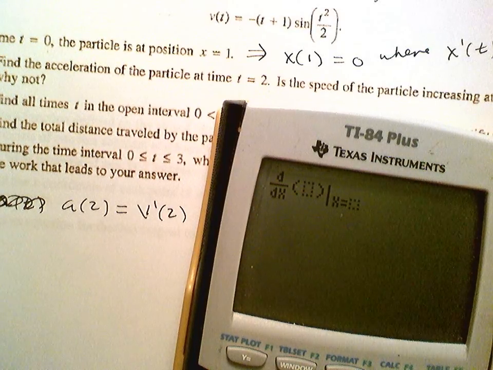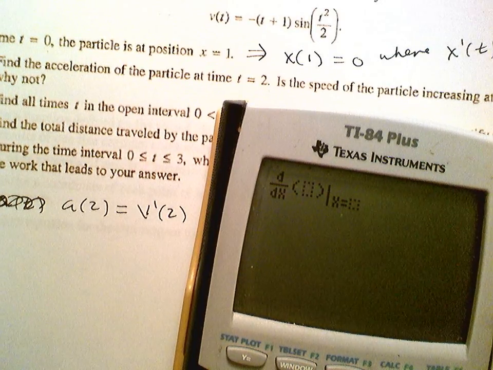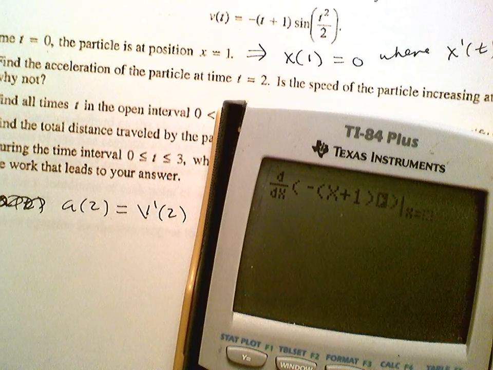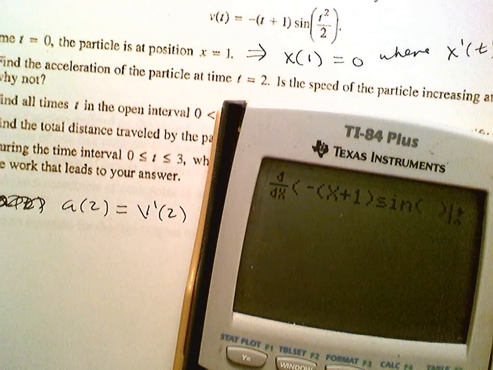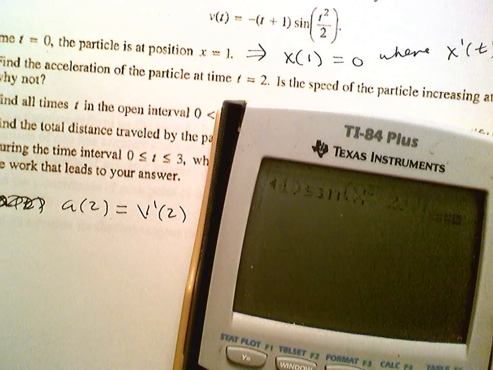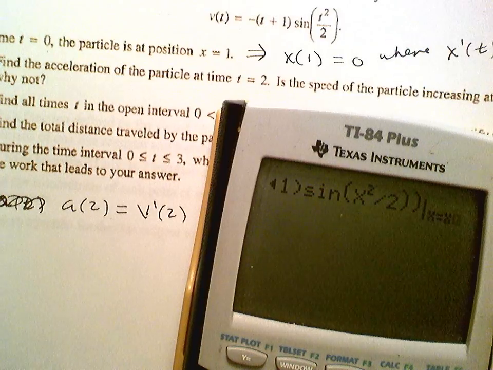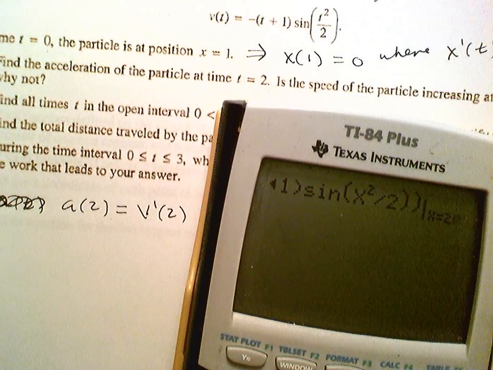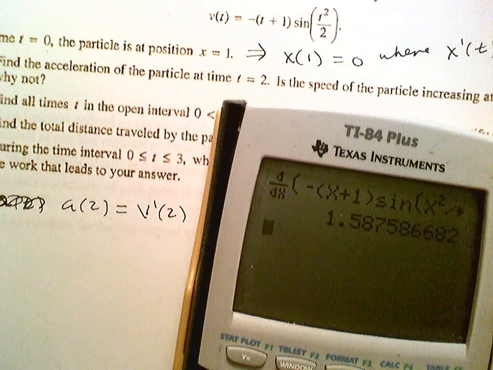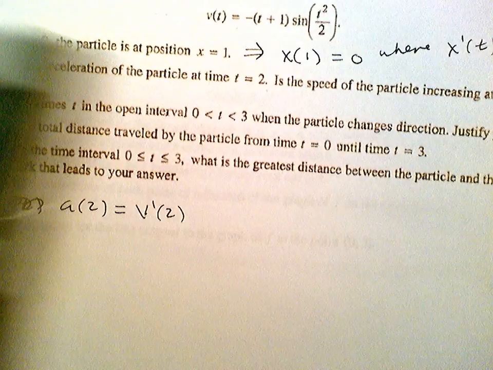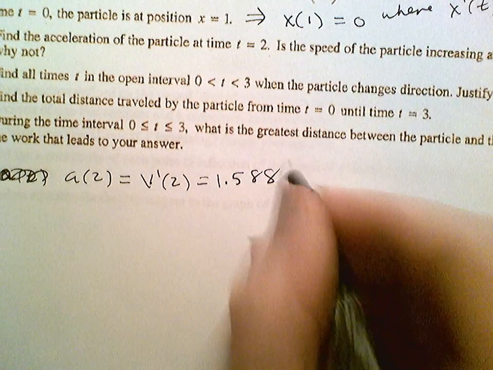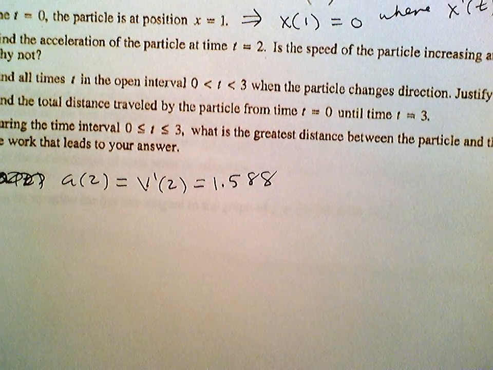Okay, so d dx, and then I plug in the velocity function. You want to use this feature whenever you're allowed to use a calculator and you're finding the derivative at a certain point. Oh, darn it, x equals 2. Okay, so right there. I'm looking at the scoring guidelines and they want 3 decimal places. I've been telling people 4 or 5, but it looks as though they want 3. So 1.588. Okay, so we have found the acceleration.